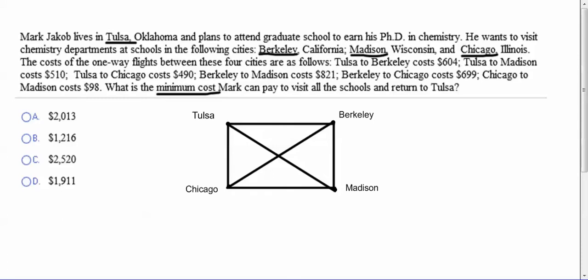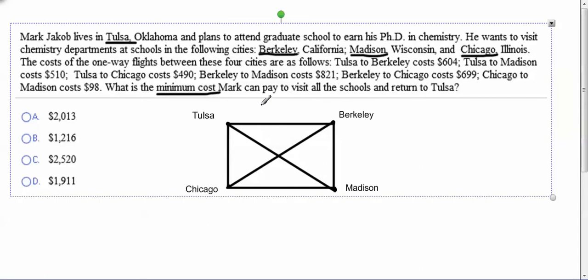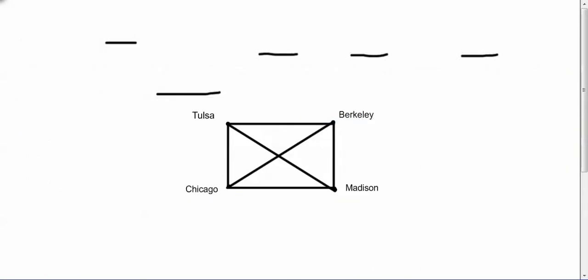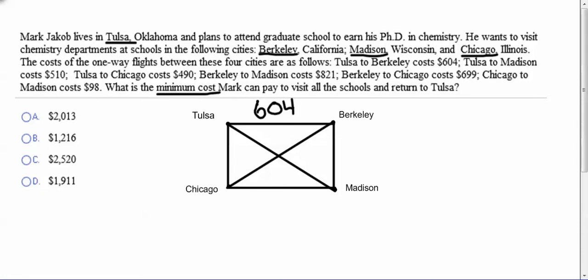And now I'm going to label it with the cost, or what we call the weight, of the edges. So between Tulsa and Berkeley, it's 604. So let's see if I can just write right on this. So that weight is 604 from Tulsa to Berkeley. From Tulsa to Madison, this long one going across here, is 510. And those are in dollars. From Tulsa to Chicago is 490.